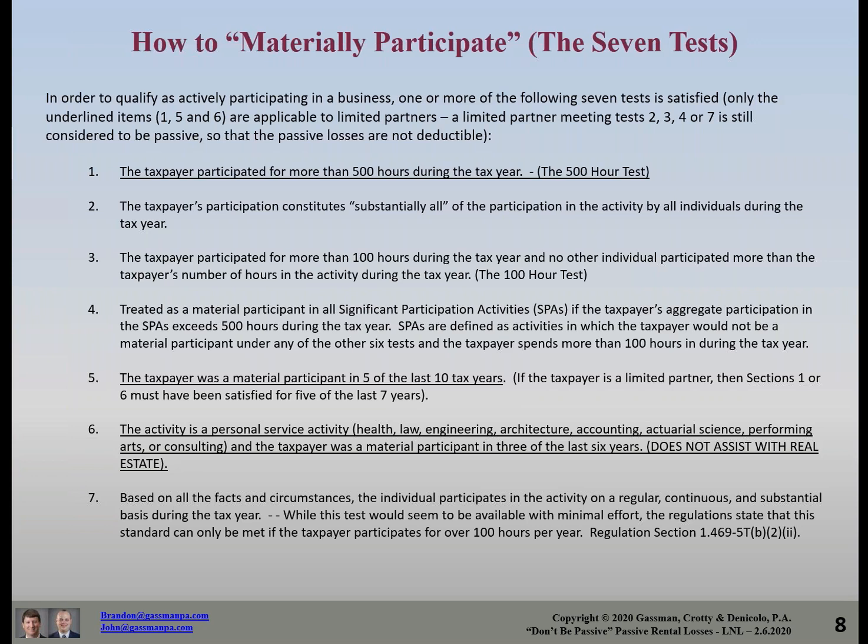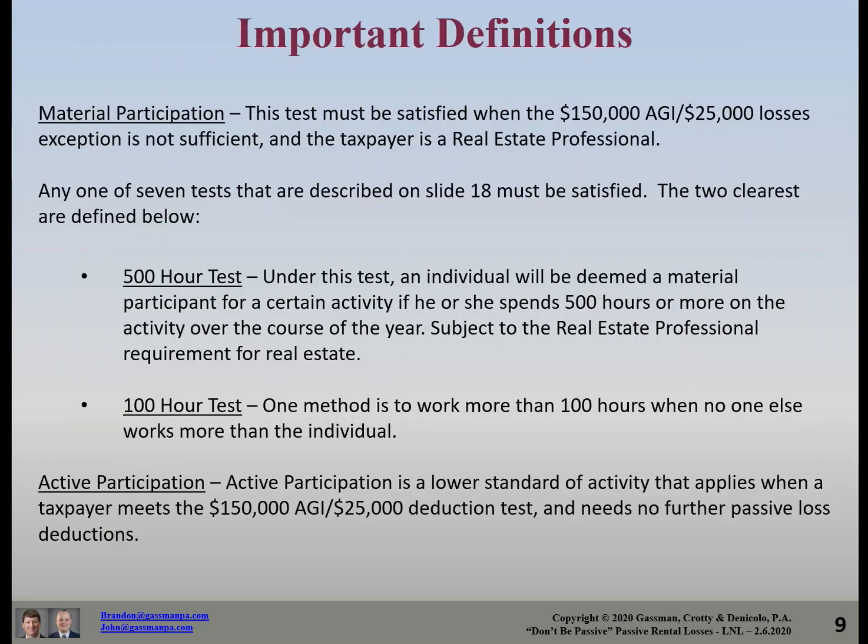Number 3 is probably the second most common way to qualify, and there you'd have to spend at least 100 hours and participate more than any other individual. That includes employees and independent contractors, so whether you're going to meet this is going to depend a lot on other people's activities in the business. That's just something to keep in mind. We'll go more in depth on the aggregation provision, which is number 4, and that's how you can aggregate activities in which you participate more than 100 hours each in order to meet the 500-hour test. We'll briefly touch on the other ones later, but those aren't as important, especially for purposes of real estate.